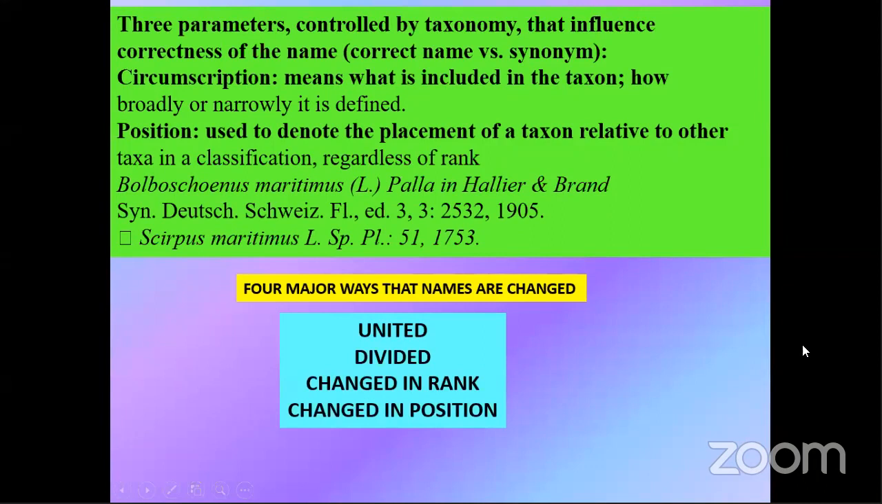Okay, no problem. So there are only four major changes in the name: united, divided, change in the rank, and change in the position. You can see the example. Next, go to the next one.